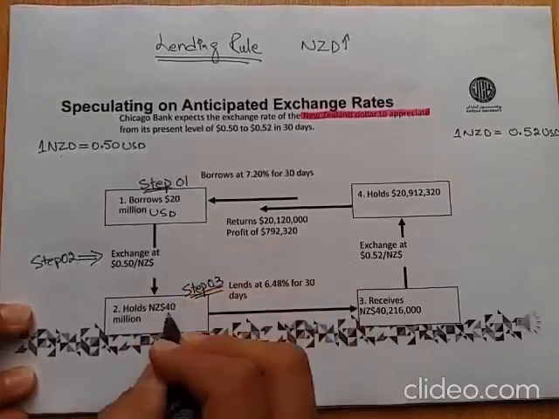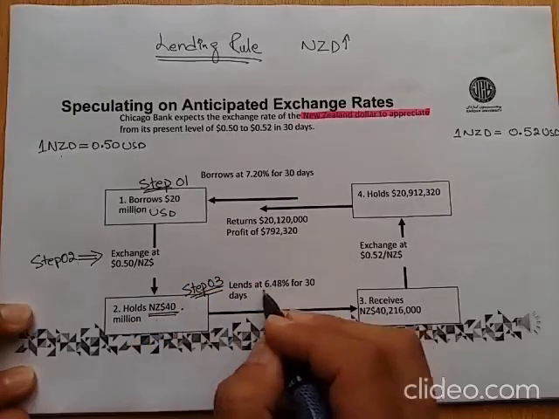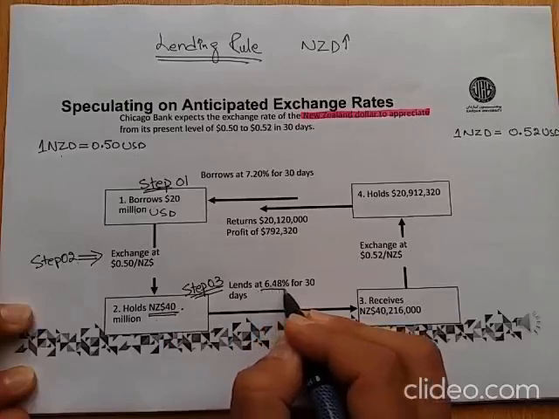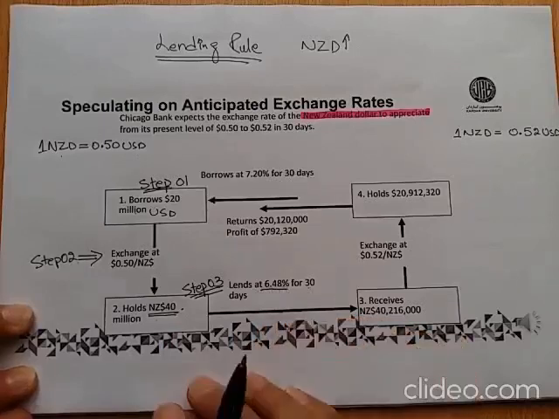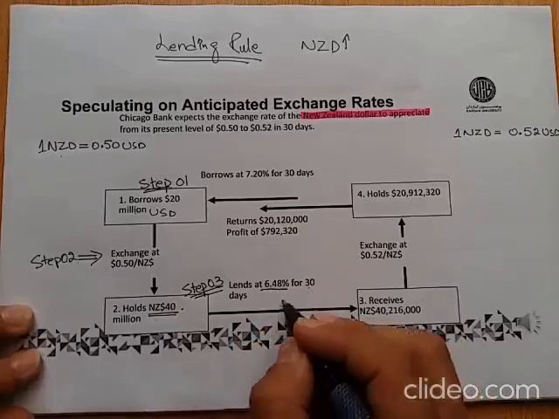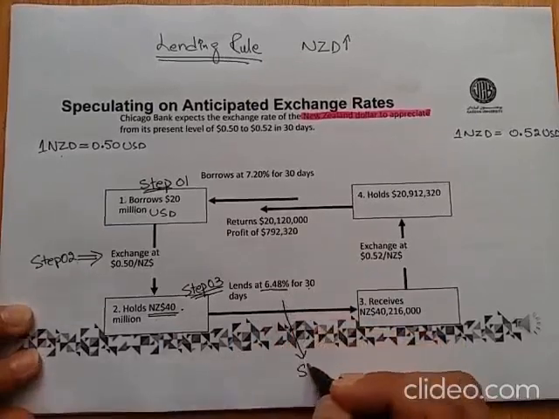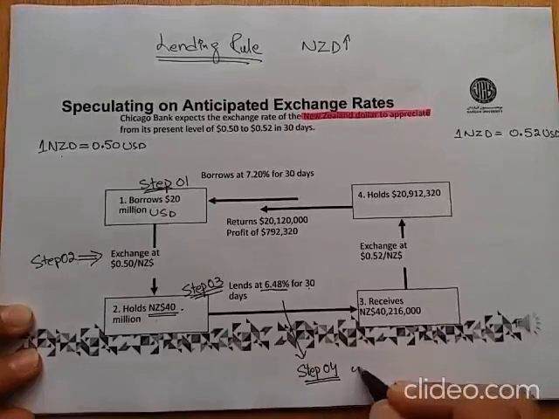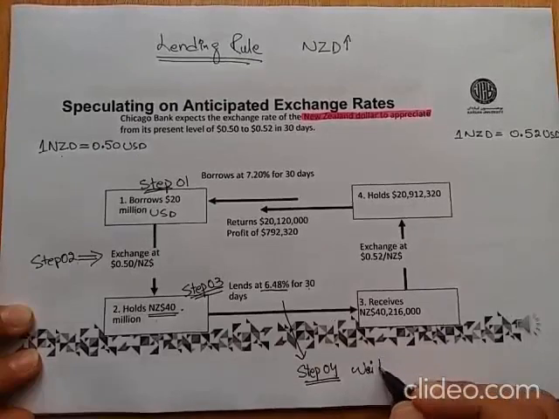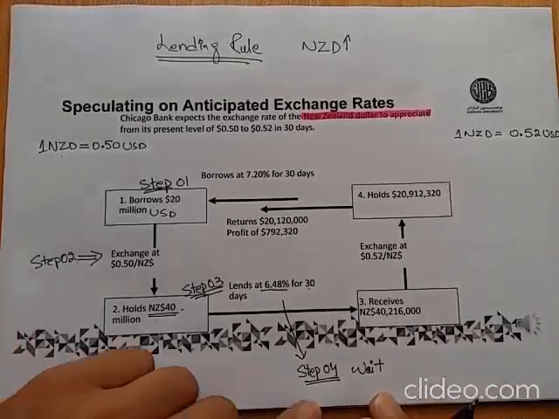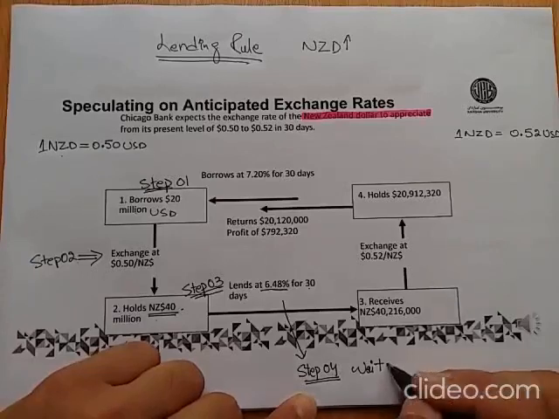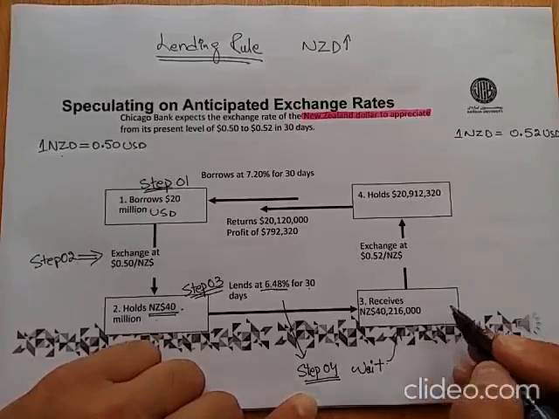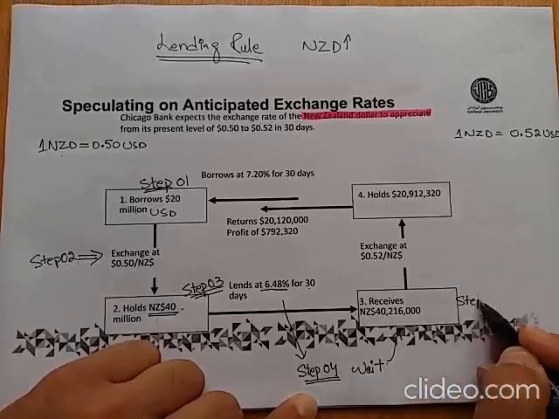Then I will apply step number 3. In step number 3, I will take this 40 million New Zealand dollars and deposit it with the bank which earns 6.48% for 30 days, okay? And then I will go to step number 4, and step number 4 is what? Just to wait and watch. I will wait.